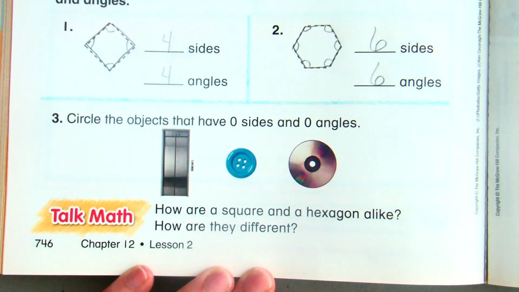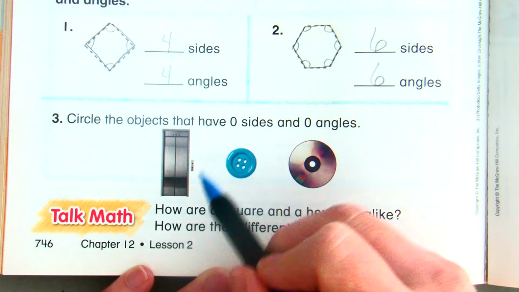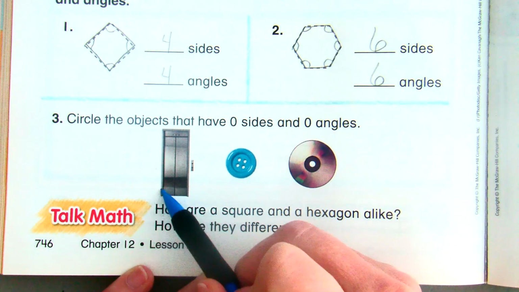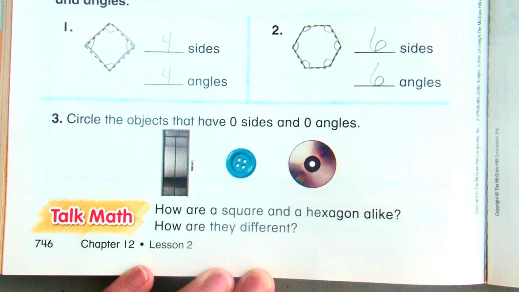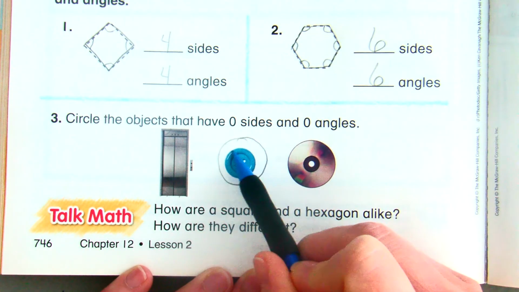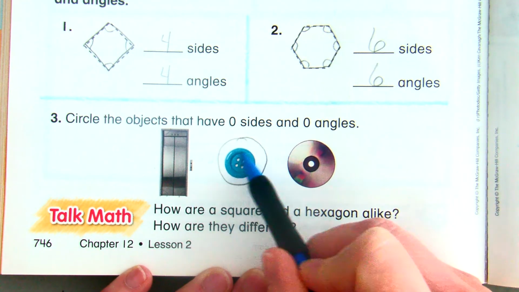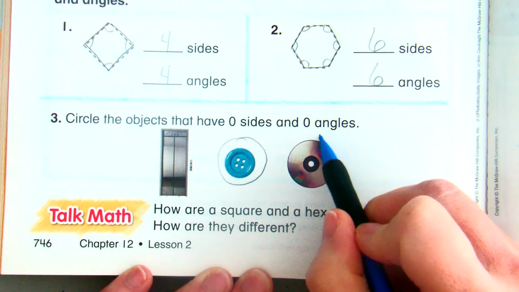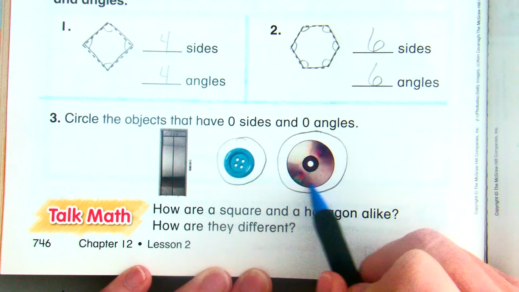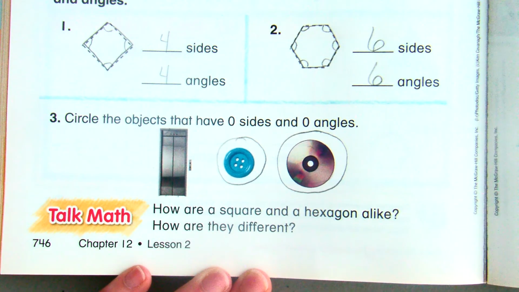The next one says circle the objects that have 0 sides and 0 angles. I would not circle this one because this has 4 sides and 4 angles. I would circle this one because it is all curved. It does not have any sides or angles. And I would circle this one because, again, it's all curved, no straight lines, so no sides or angles.